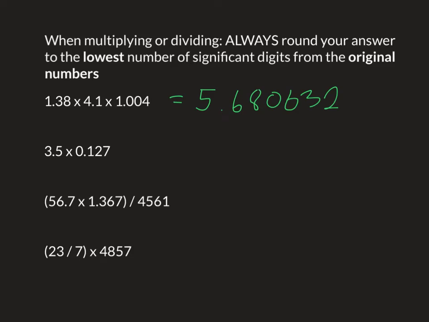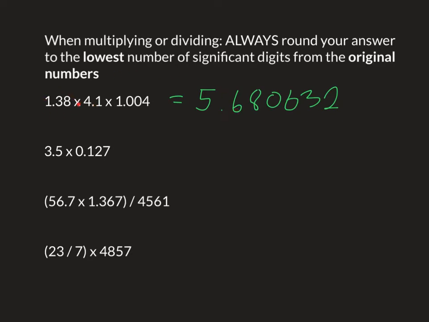of significant digits. And the way we check that, if you read that sentence again, is we look at our original numbers and we see which one of them had the fewest significant digits. Whatever that is, that's what we're going to round to. So when I look at my numbers, this guy here has 3 significant digits. This one has 2. This one has 4. So this guy here is my one with the fewest significant digits.